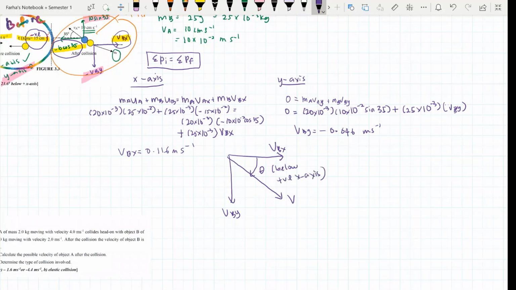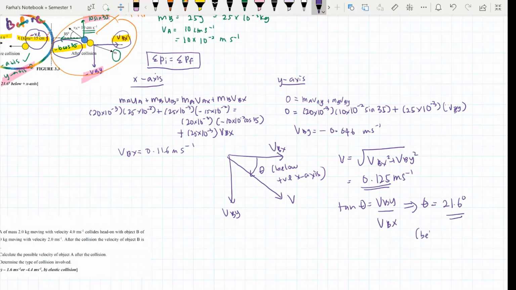So going back to chapter 1 that we have learned, how do we find V? V we can get from the equation VBX square plus VBY square. So we get the answer. And then we find theta. Tangent theta equals to VBY over VBX. And then we will get theta. So here we will get V equals to 0.125 meter per second. Theta we will get as 21.6 degree, which is below the positive x-axis.